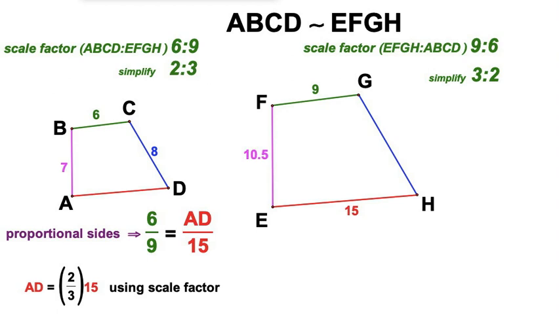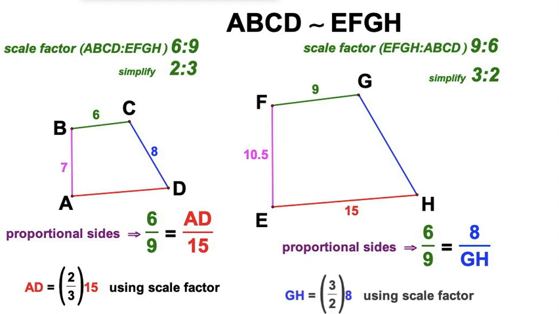How about a different one? Or you did it this way. Let's suppose you want to find this blue measure. You'd say 6 is to 9 as 8 is to GH. You could cross multiply. Or you could say, I'm going to use the factor 3 halves, meaning it's just 1.5 times bigger than 8. Either way, you're going to get 12. That's how you learned it. And you probably learned that part in middle school. That's okay, stick with that.